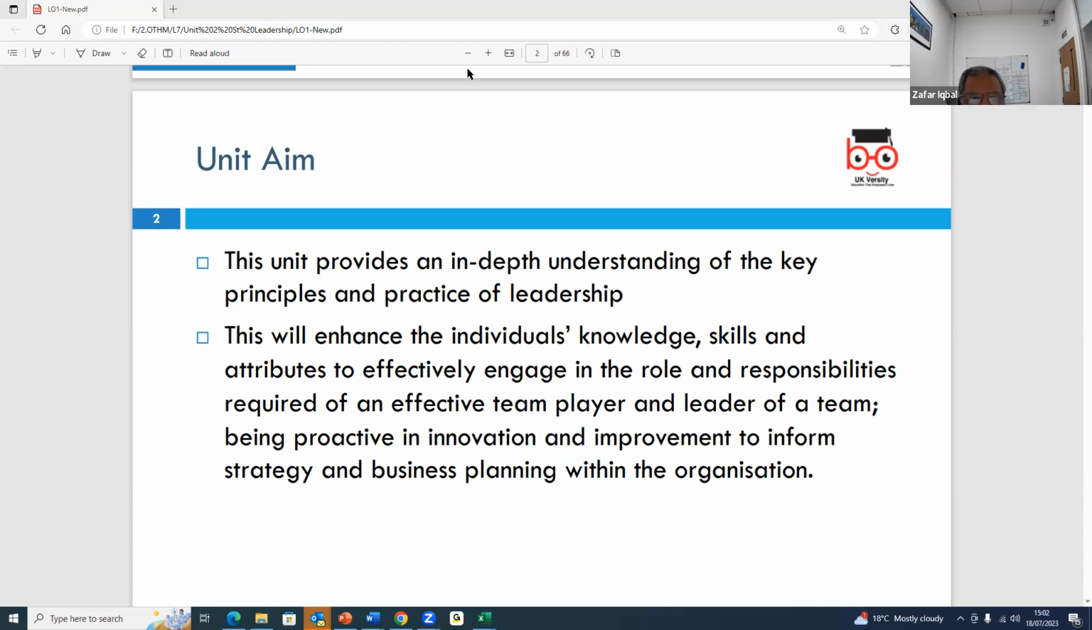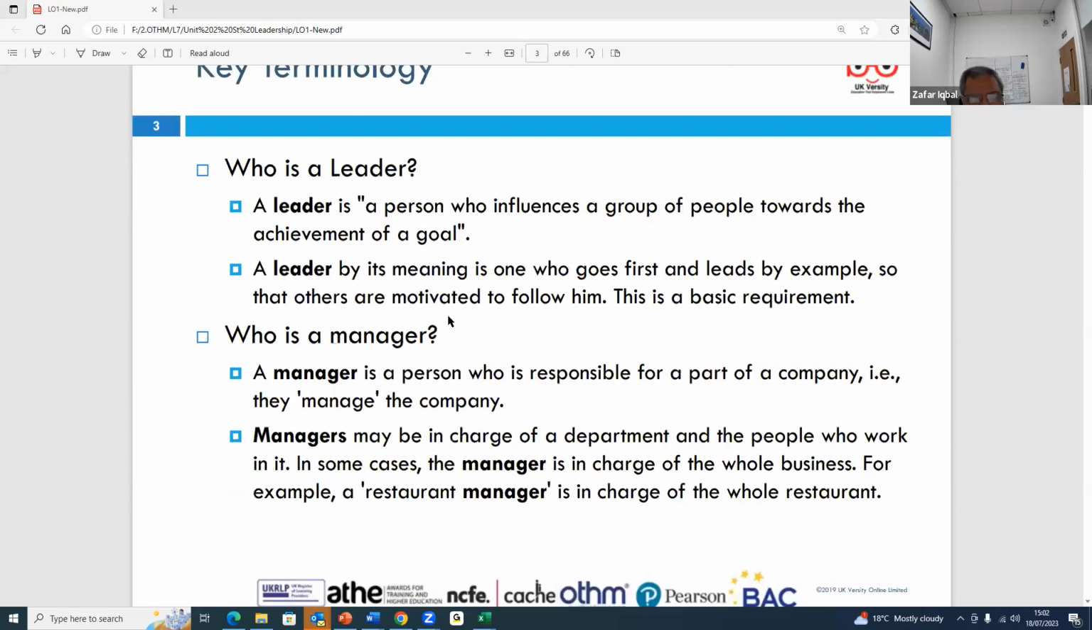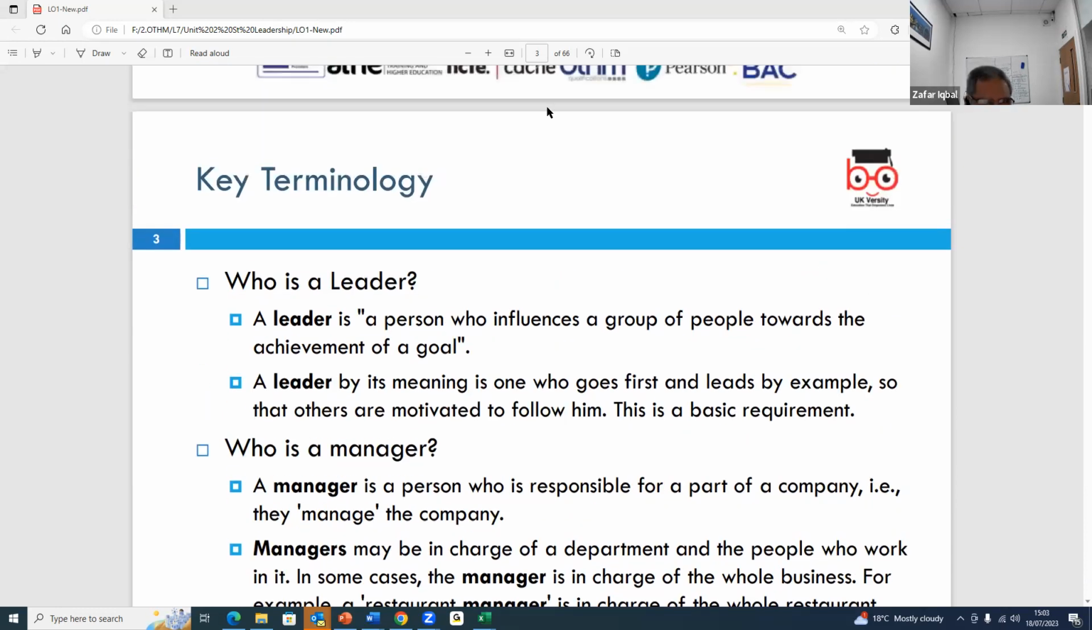I hope that we'll go through it, and if you have any questions, you can ask me afterwards. All right, thank you. So let's look at the key terminology that we'll be using.